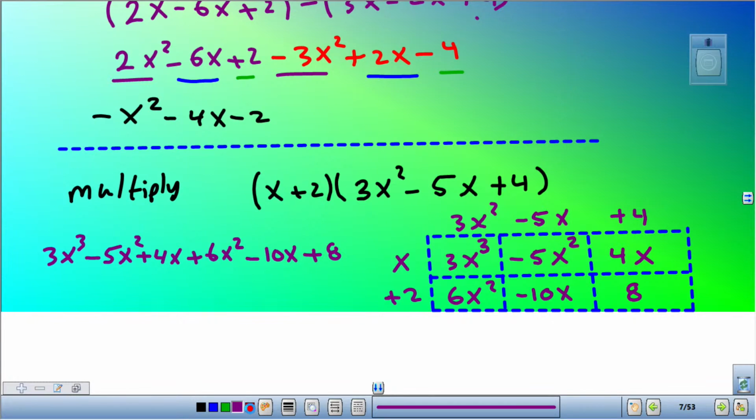Okay, now I just have to match or collect like terms, combine like terms. I've got the 3x cubed with nothing; there's no matching to that. I got the squared and the squared. I've got the x's by themselves, and then I just have a number. So I've got 3x cubed plus x squared, because 6 minus 5 is 1. 10 minus 4, that's a negative 6x plus 8. Okay, that's in a nutshell what we get. Good job, Daniela.